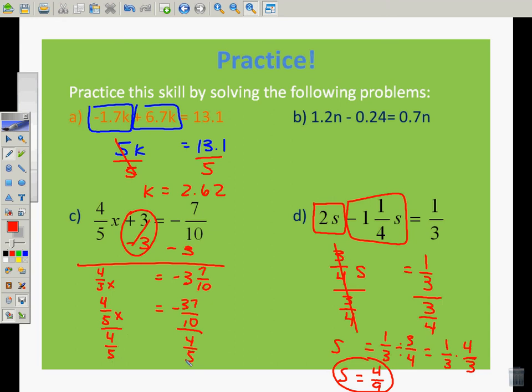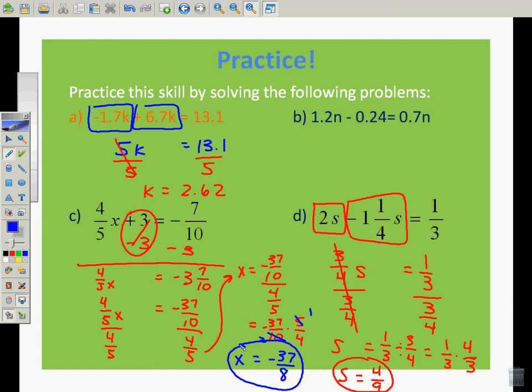I'm going to divide by 4/5. Let's take this right here. x is equal to -37 over 10 over 4/5. Well, really that's equal to -37 over 10 times 5/4 because I multiply by the reciprocal. I'm going to cross reduce. 5 goes into 10 twice. 5 goes into 5 once. And really that's equal to -37 over 8. And that's okay.